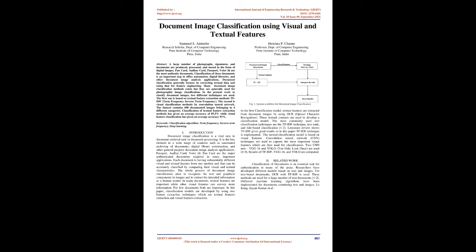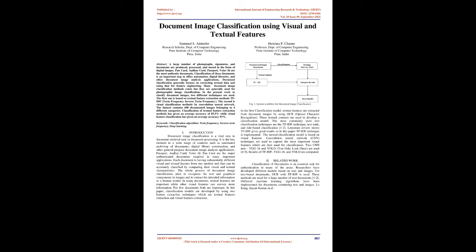Introduction. Document image classification is a vital step in document retrieval tasks in document processing. It is a key element in a wide range of contexts such as automated archiving of documents, digital library construction, and other general-purpose document image analysis applications. Passport, Aadhar card, voter ID, and PAN card are the major authenticated documents required in many important applications. Each document has substantially different visual and textual layouts from one another and thus can be accurately classified by comparing their visual and textual characteristics.